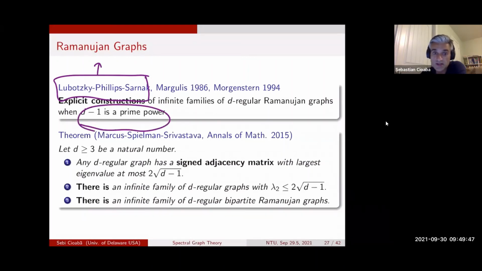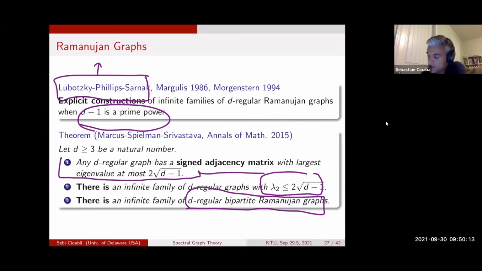And recently, this is the breakthrough result of Marcus, Spielman, and Srivastava, I guess 6 years have gone since then. And they proved that there is an infinite family of d-regular graphs with the second eigenvalue at most 2 square root of d minus 1. And there is an infinite family of d-regular bipartite Ramanujan graphs. And the key to their proofs is result 1, which is that any d-regular graph has a signed adjacency matrix with largest eigenvalue at most 2 square root of d minus 1.